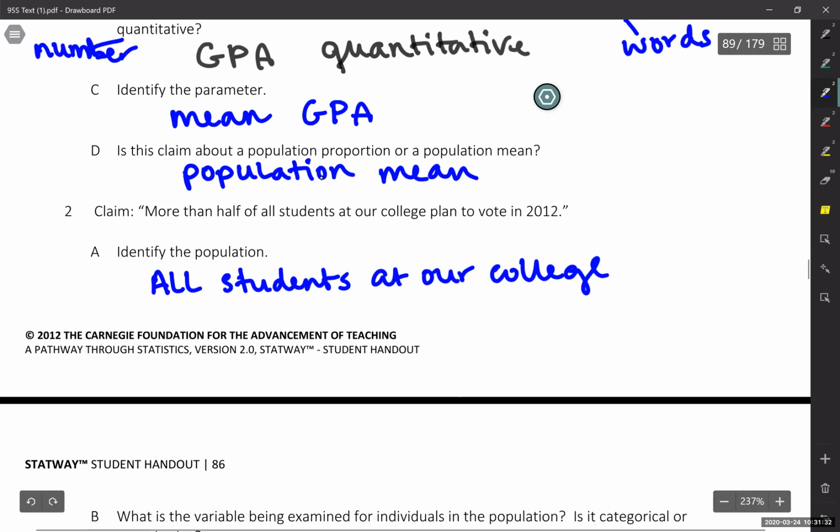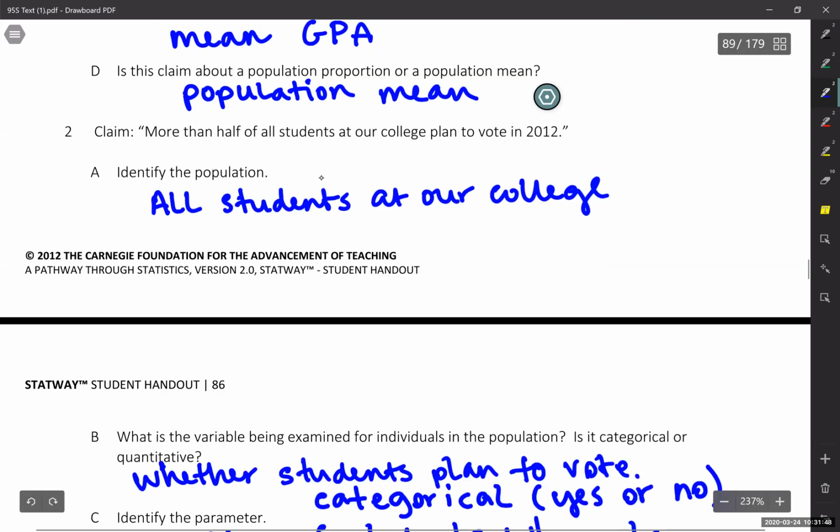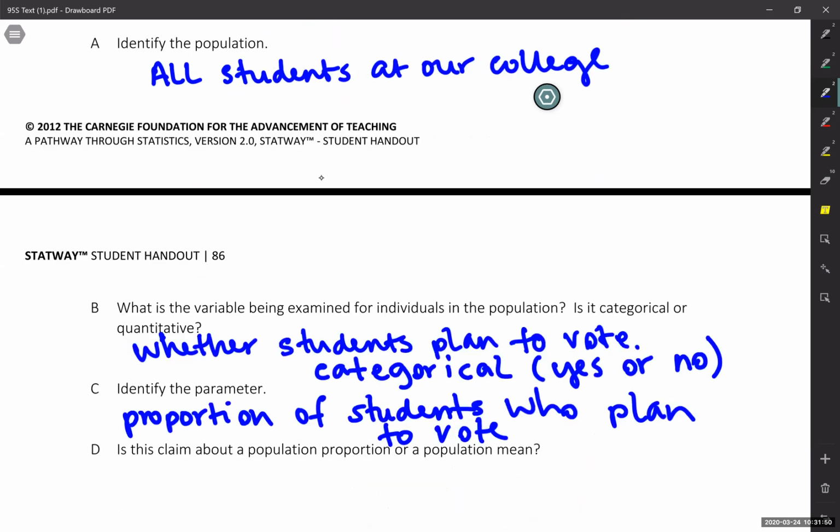So we are not averaging anything together. We're going to survey these people. We're going to ask them, are you planning to vote, yes or no? And our conclusion, that number we would get at the end, would be what percentage of students plan to vote, or what proportion of students plan to vote. So once we can identify that it is proportion, then D is now done. It is population proportion.